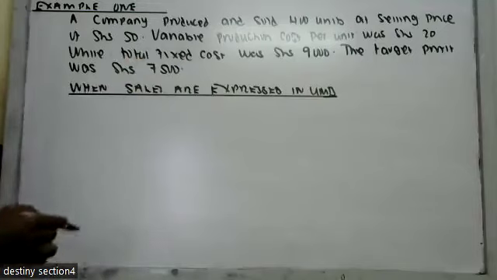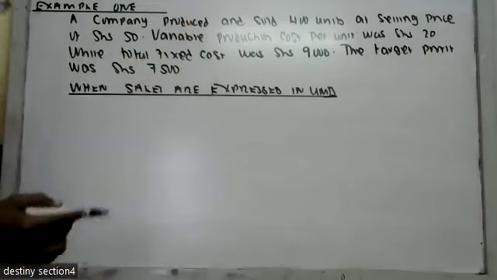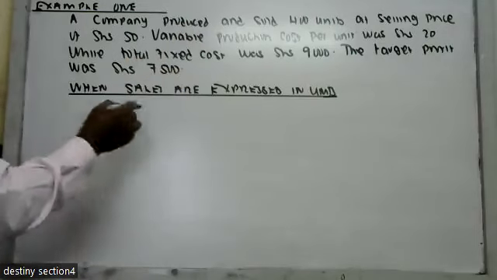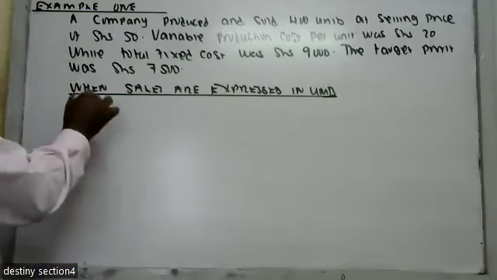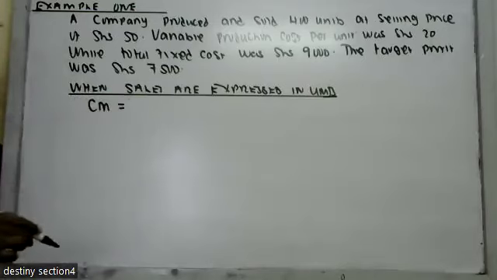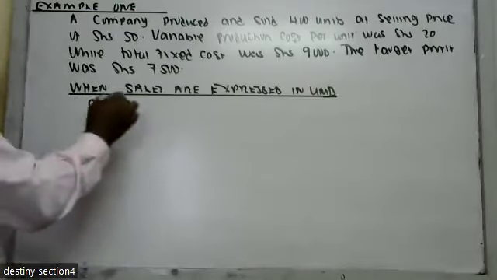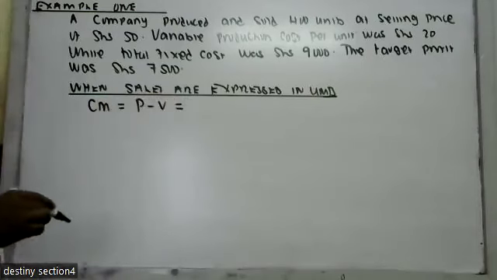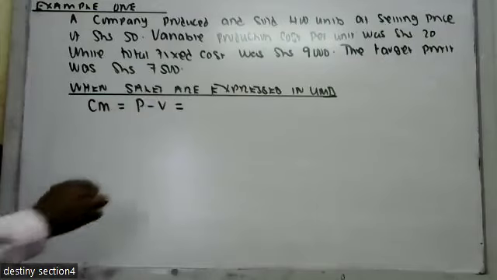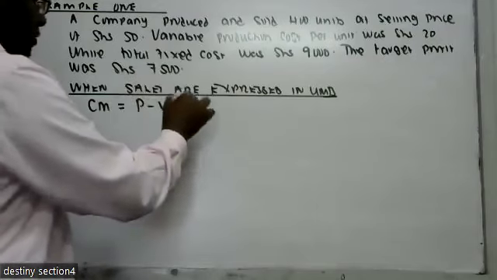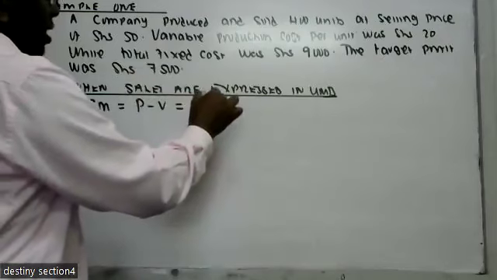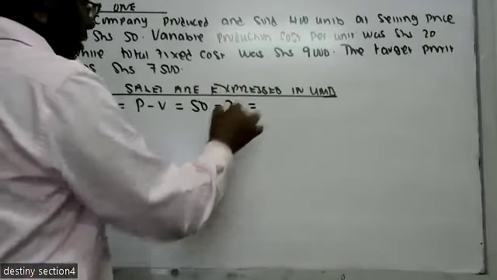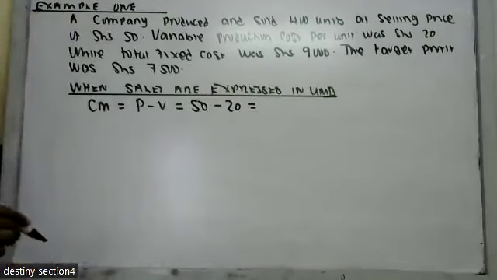I want us now to have the workings with the initials that we have given earlier. The first working that we require is contribution margin, which we have said in our derivations. It is P minus V. So the selling price here is 50 and the variable cost is 20. So give me the answer. 30.